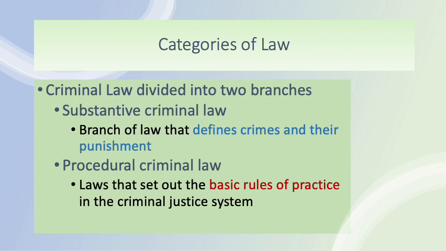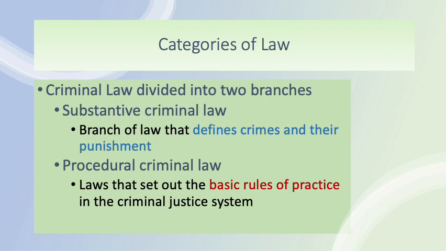So substantive criminal law is the branch of law that defines crimes within state statutes or federal code or city ordinances and defines what their punishment is going to be. On the other side is what's known as procedural criminal law, because as the name suggests, it deals with the procedure that's associated with the pursuit of criminal offenses. And so procedural criminal law are the laws that set out the basic rules of practice in the criminal justice system, okay?